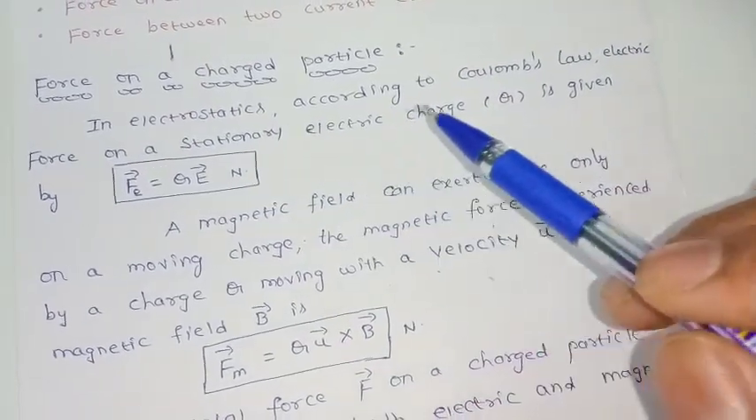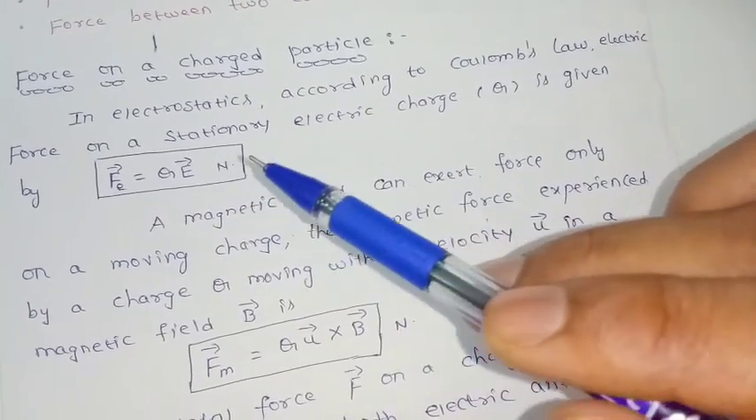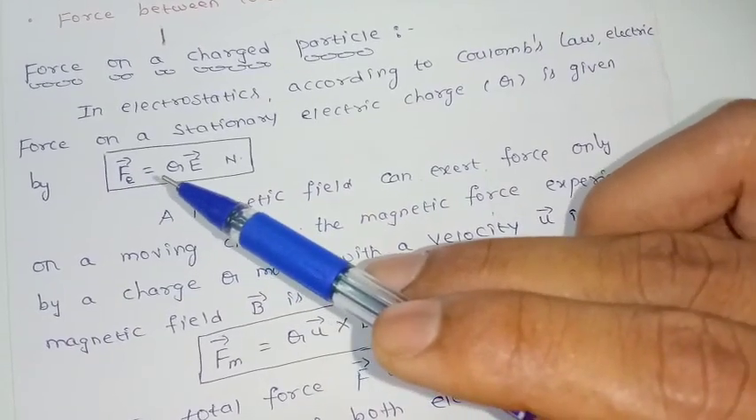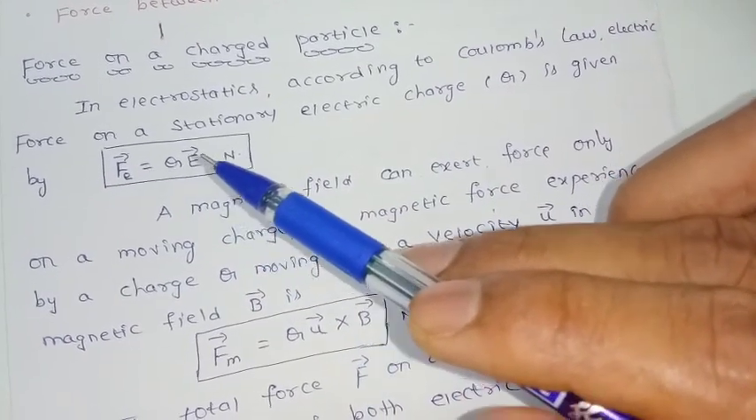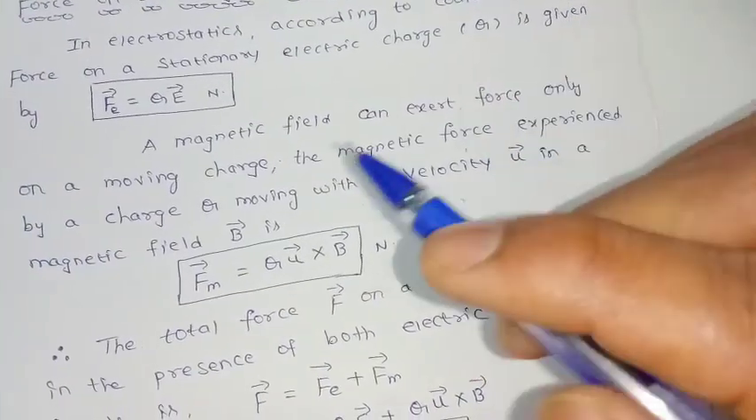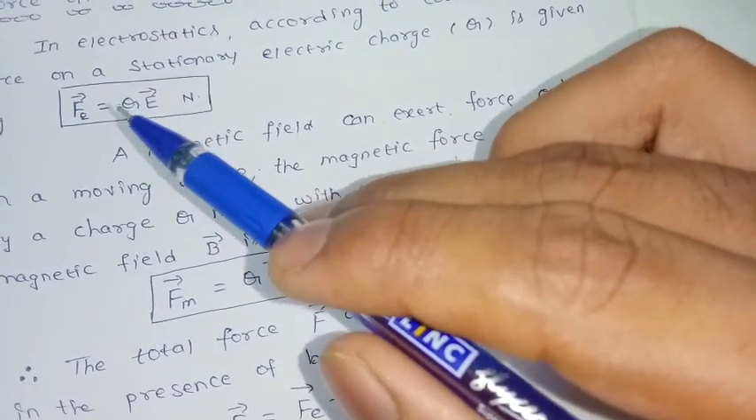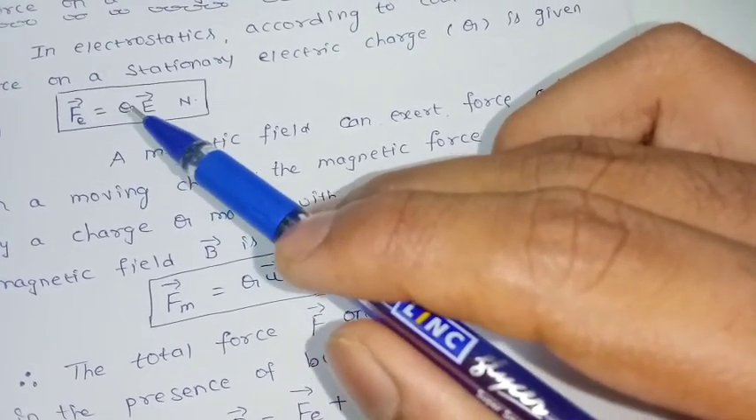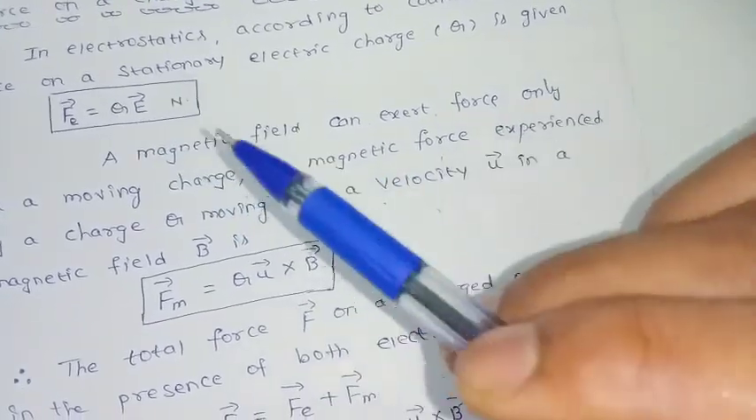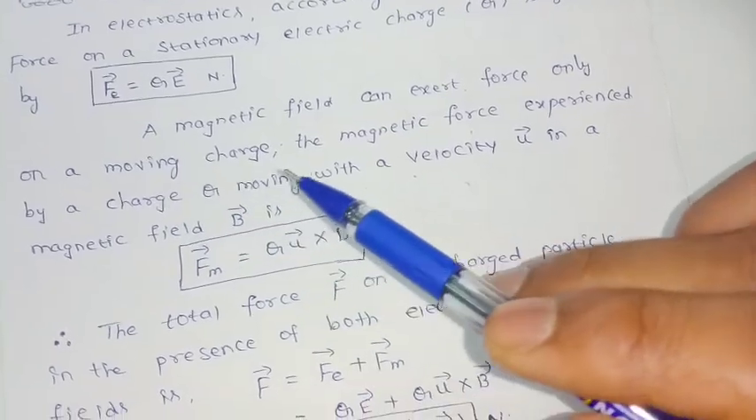Now observe the force on a charged particle. In electrostatics, according to Coulomb's law, electric force on a stationary electric charge is given as F vector is equal to Q times the electric field intensity. The units are newtons. Observe very carefully. Here Q is a charge, that means it is a source in electrostatics, but a magnetic field can exert force only on a moving charge.